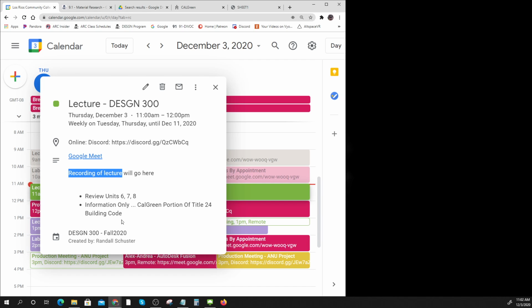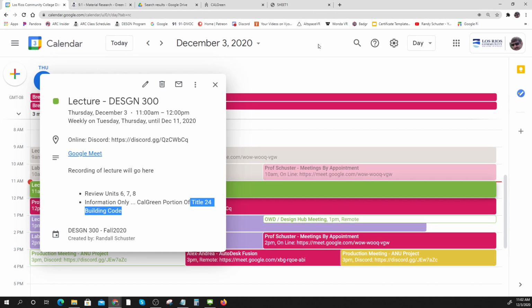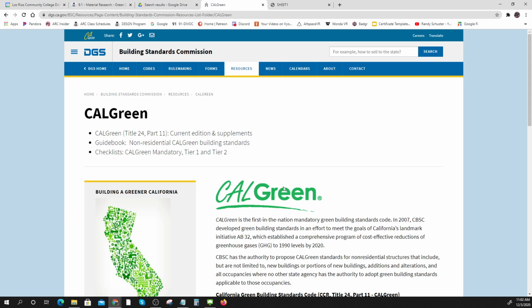Okay, so let's go first to the Cal Green portion of Title 24. It's kind of a cool thing. I'm going to make this bigger right now. So let's take a look and see, what does Cal Green mean? So Cal Green is part of what's called Title 24. Title 24 is the law that governs building in California.